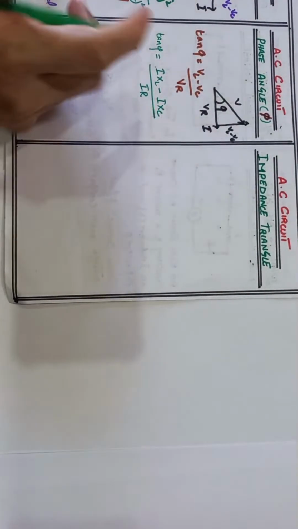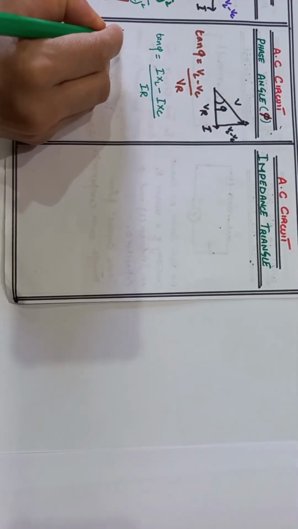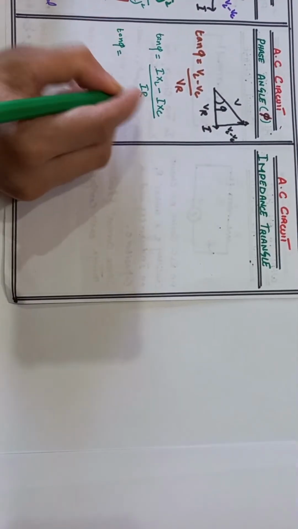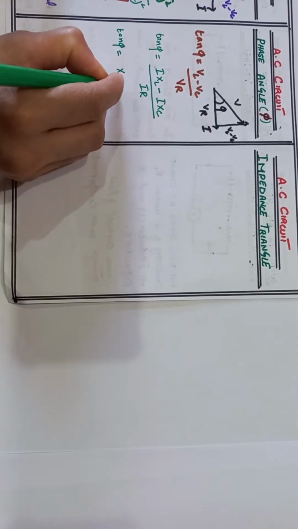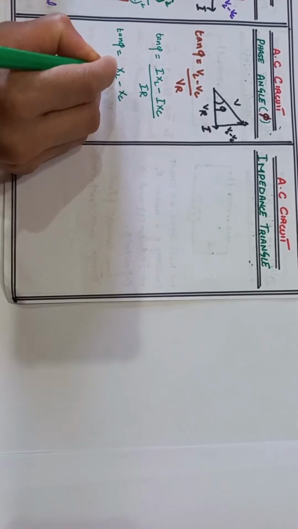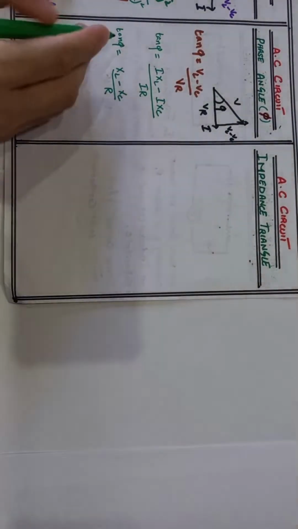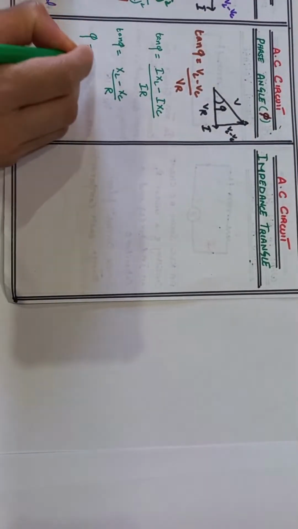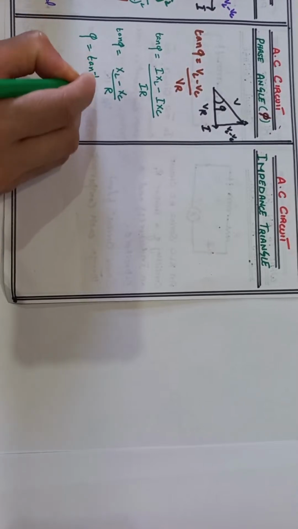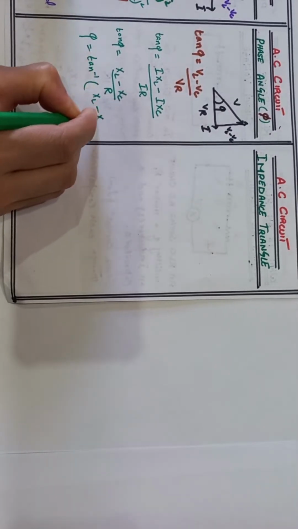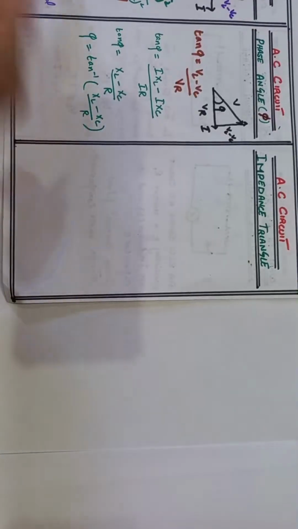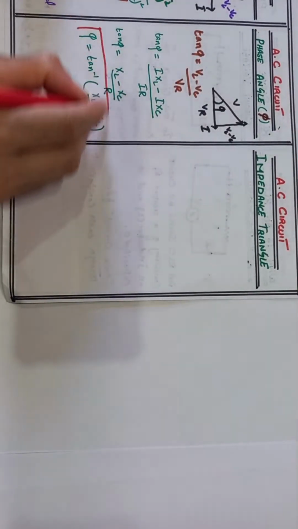Here the current is common, so it cancels out. The final equation becomes XL minus XC over R. So by this formula we can find the phase angle phi, that is equal to tan inverse of XL minus XC over R. That is, we can find the phase angle by this formula.